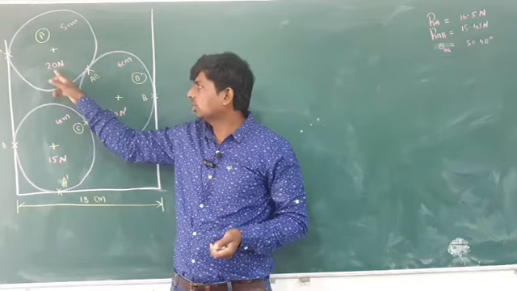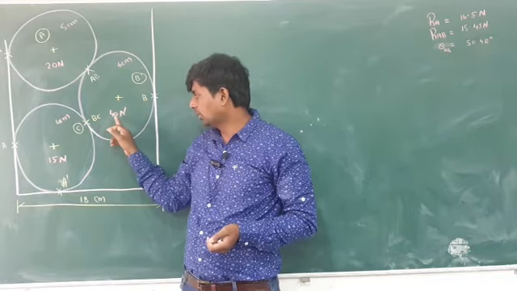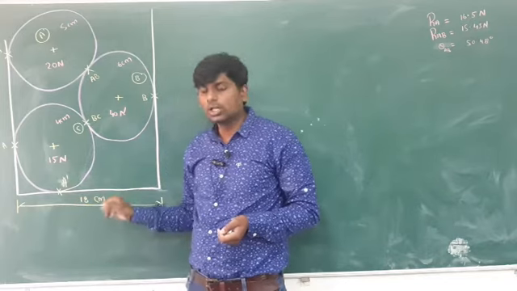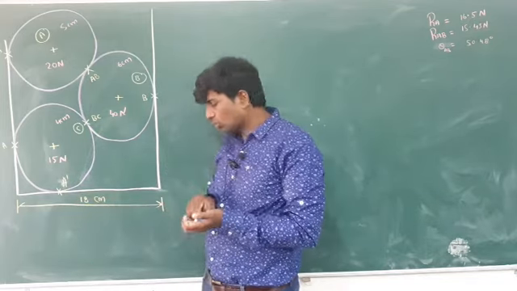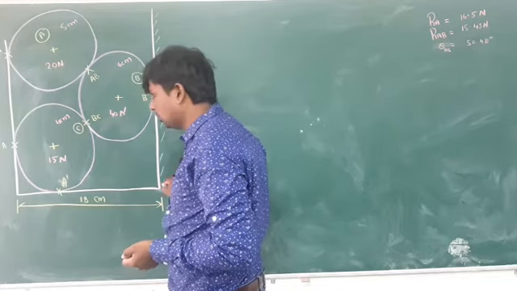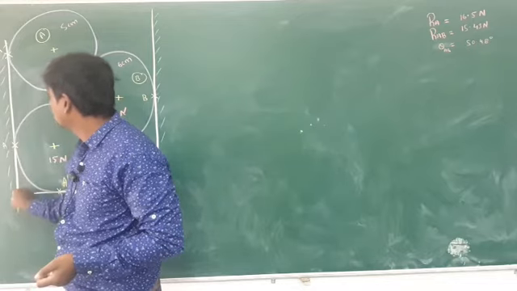The weight of this one is equal to how much? 20 Newton. The weight of this one is equal to how much? 40 Newton. The weight of this one is equal to how much? 15 Newton. And this is the vertical wall, from this wall to this wall.